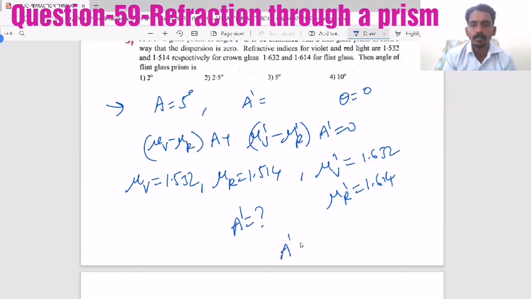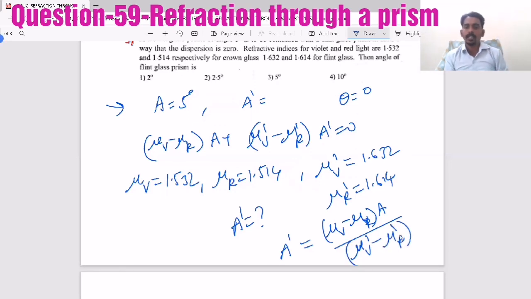From this formula, A dash, if you take only the magnitude, is (mu V minus mu R) into A by (mu V dash minus mu R dash). So just take the magnitude. All the values are given, so you just have to substitute, then you will get the correct answer.